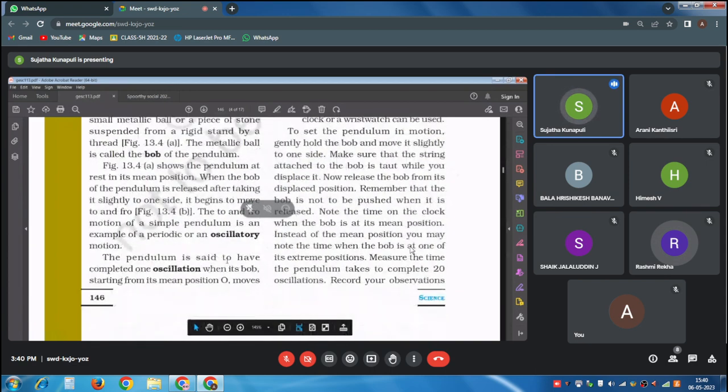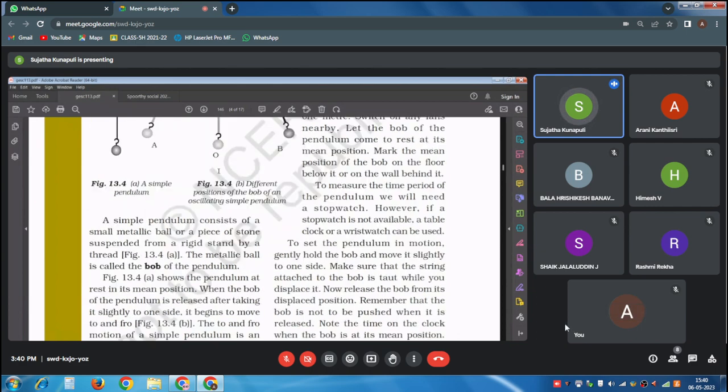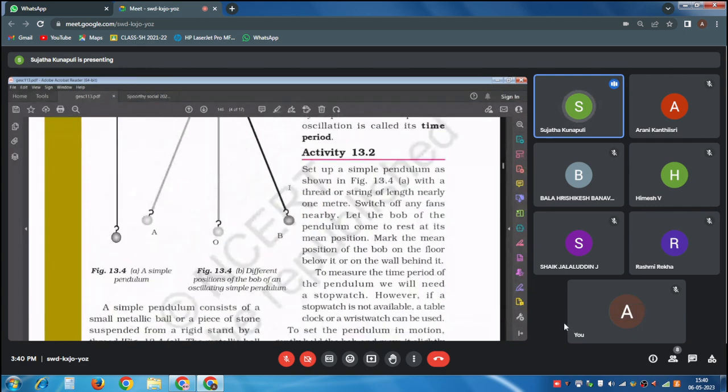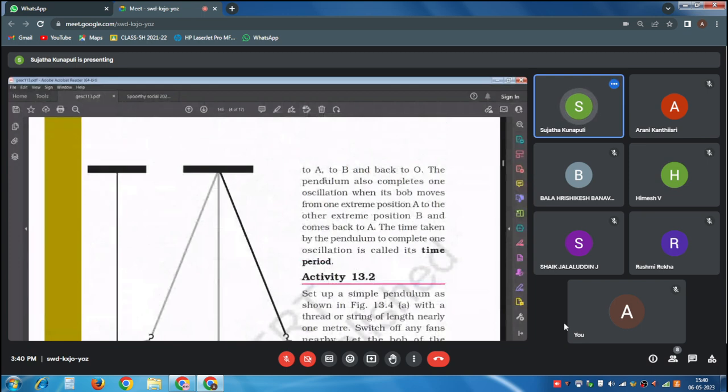The pendulum is said to have completed one oscillation when its bob starts from its mean position O. So this is the mean position O. O to A and to B and back to O. The pendulum also completes one oscillation when its bob moves from an extreme position A to another extreme position B and comes back to A. The time taken by the pendulum to complete one oscillation is called its time period.